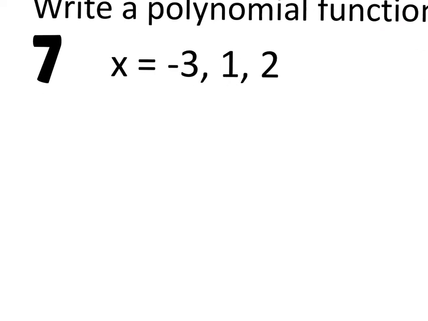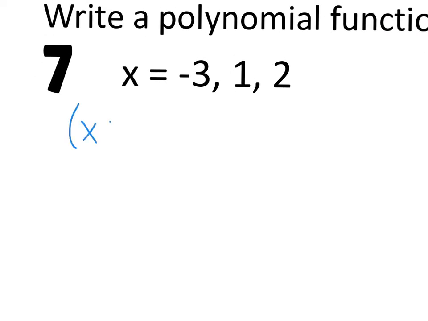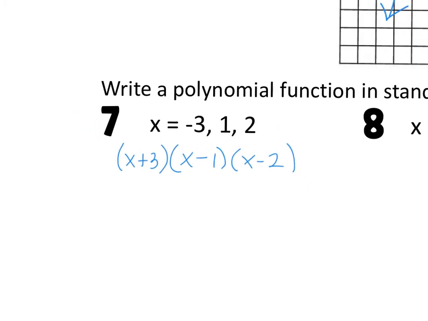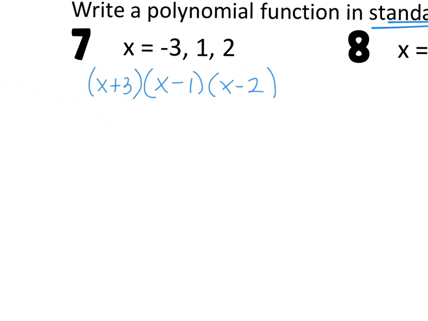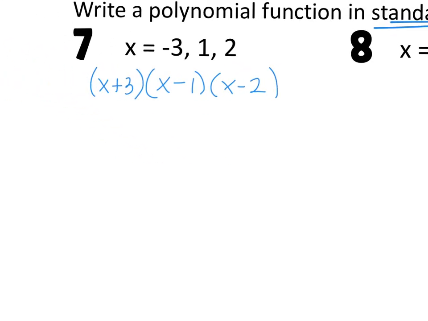So before they were the roots, they would have said x plus 3, x minus 1, and x minus 2, right? So in order to write this in standard form, it wants us to put it back into a quadratic. So the first thing I'm going to do is FOIL or box method these two.